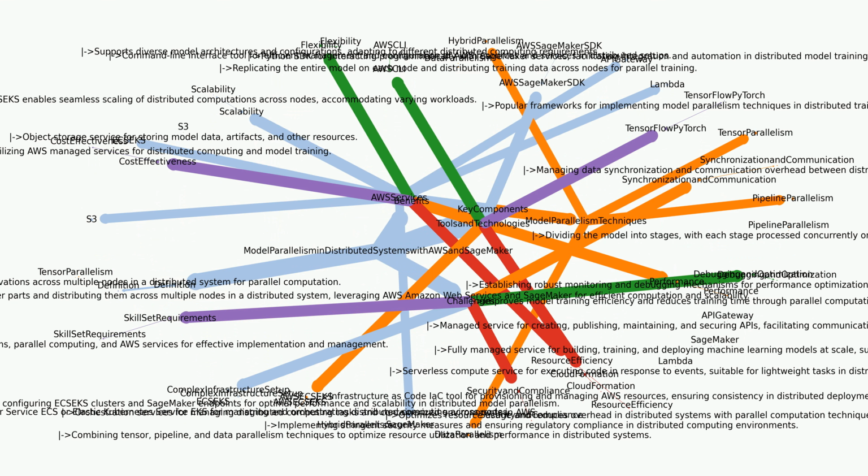Security and compliance: implementing stringent security measures and ensuring regulatory compliance in distributed computing environments. Skill set requirements: requiring expertise in distributed systems, parallel computing, and AWS services for effective implementation and management.